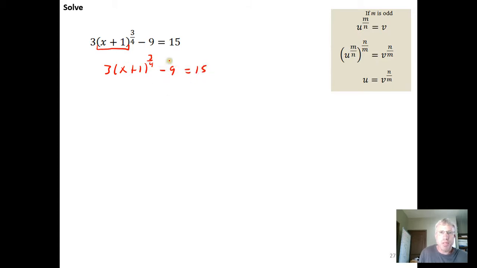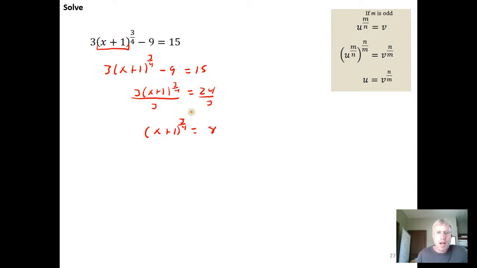My first step would be to add this 9 to both sides. And then I would divide both sides by the 3 that's attached to the parentheses. So 3 divided by 3 is 1. 1 times the stuff in the parentheses is just the stuff in the parentheses, the algebraic expression that's being raised to the 3/4 power. And 24 divided by 3 is 8.